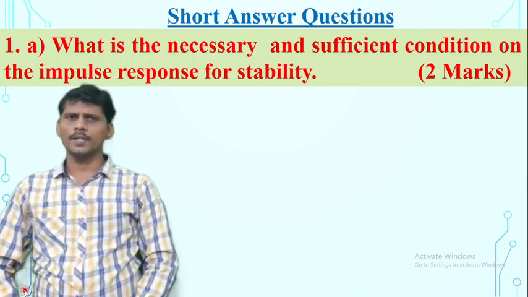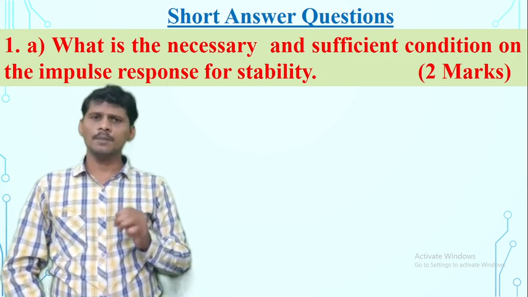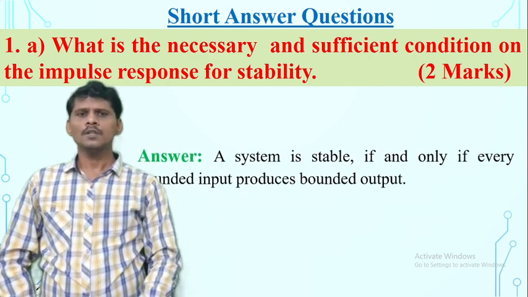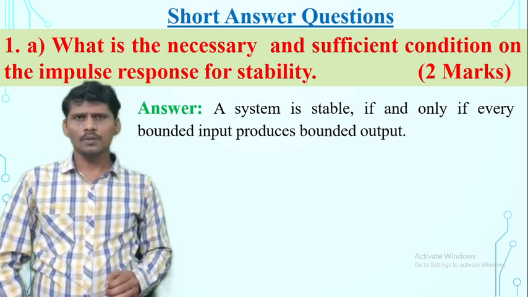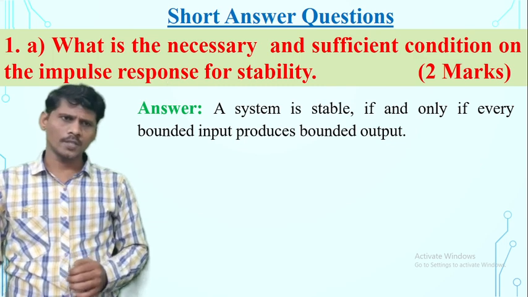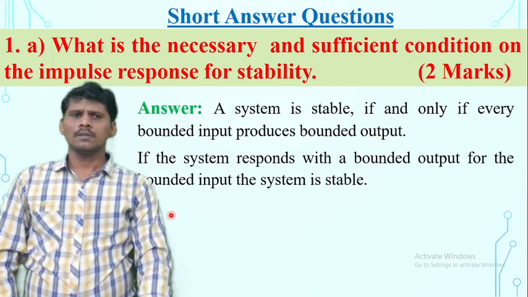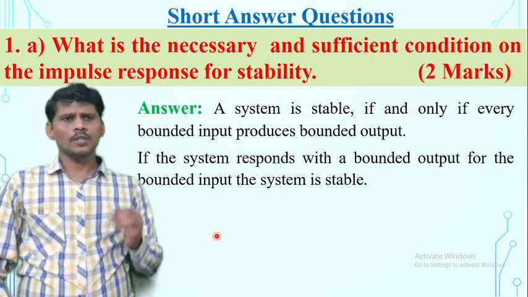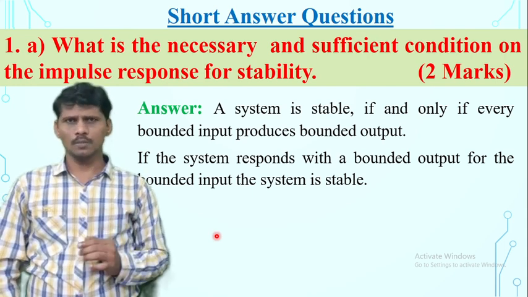Question number 1A: what is the necessary and sufficient condition on the impulse response for stability? So what is stability? A system is said to be stable if and only if every bounded input produces a bounded output. That is the definition of a stable system. If the system responds with a bounded output for a bounded input, the system is stable.